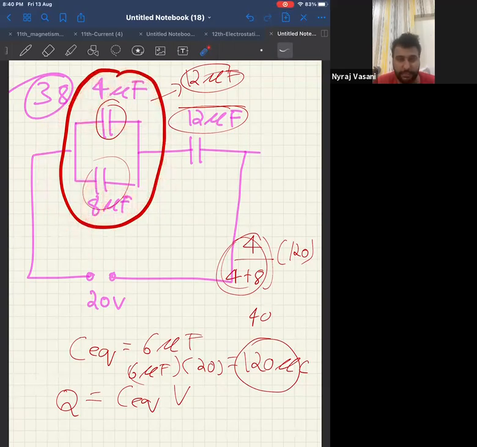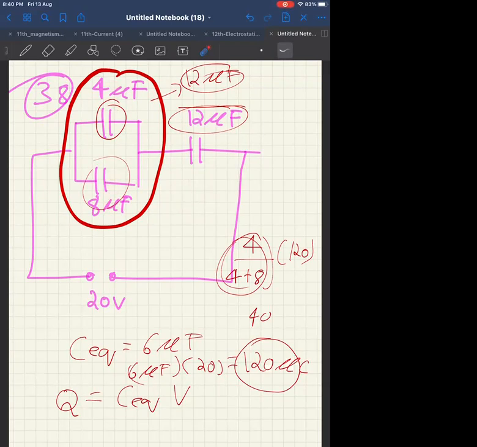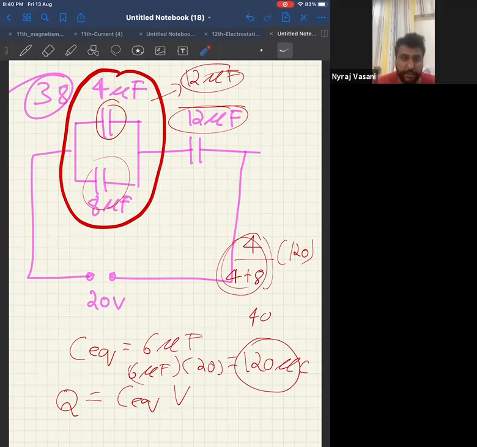Can I say it is double? 4 and 8. Can I say 8 is double of 4? Therefore, can I say it is in the ratio 2:1? Or can I say it is in the ratio 1:2? Therefore, charge will be distributed in the ratio 1:2. Listen to me carefully. Charge will be distributed in the ratio 1:2.